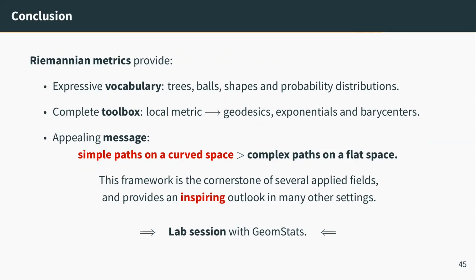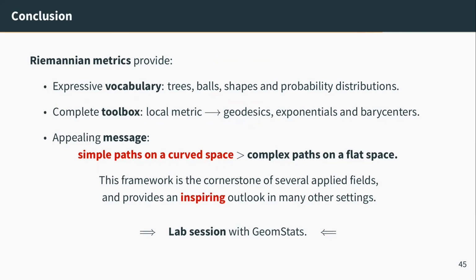The second is that since a Riemannian metric is such a simple mathematical object, there is now a complete toolbox to work with that. So we completely know how to go from a local metric expression to a fully fledged geometric toolbox. Like we know how to compute geodesics, we know how to compute exponentials, we know how to compute barycenters. So it's possible to start to do interesting statistics in arbitrary geometric spaces.